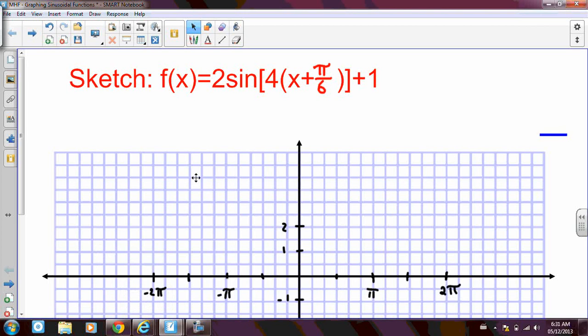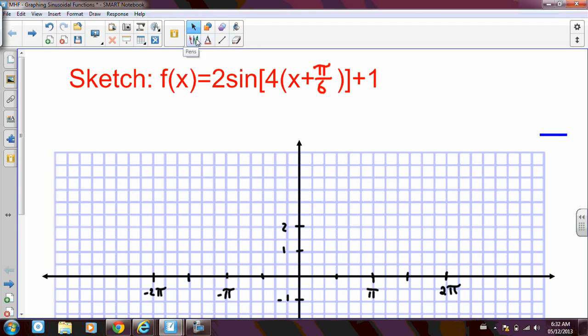Welcome back, everyone. Today I'm just going to go through sketching a sinusoidal function that has basically all the different transformations included in it. Obviously, if you're dealing with one that has a few less, it just makes for a simpler question. So covering this one and maybe one more afterwards should cover what we need to see.